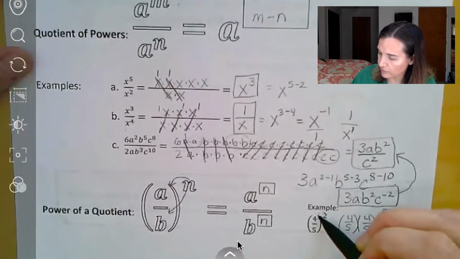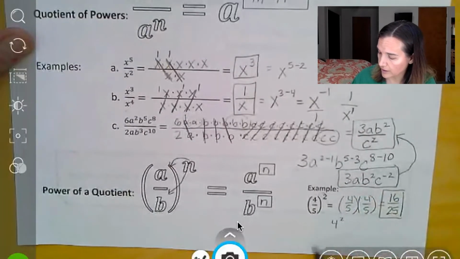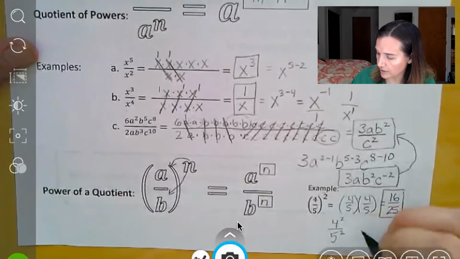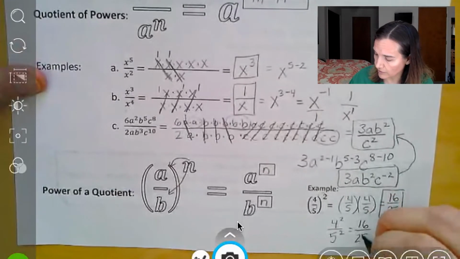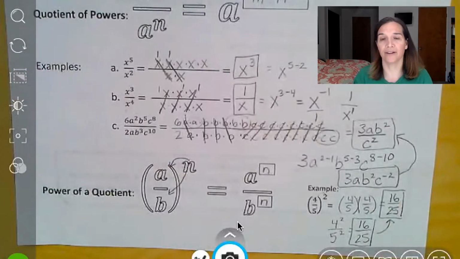Or you could have said 4 to the first power squared would be 4 to the second power. And then 5 to the first power squared would be 5 squared. And then if you square those, 4 squared is 16, 5 squared, 25. Same answer, same problem. There you go.